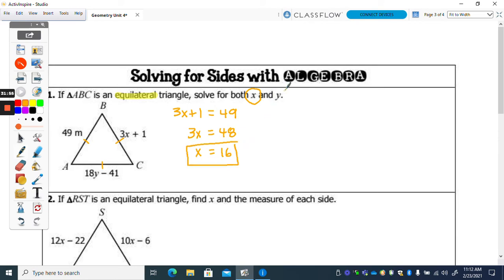It also wants me to solve for y. So if you look at the other side, it's an expression with y in it. So I'm going to also set it equal to 49. So 18y minus 41 is equal to 49. Add 41 to both sides, and 18y is equal to 90, and y is equal to 5.